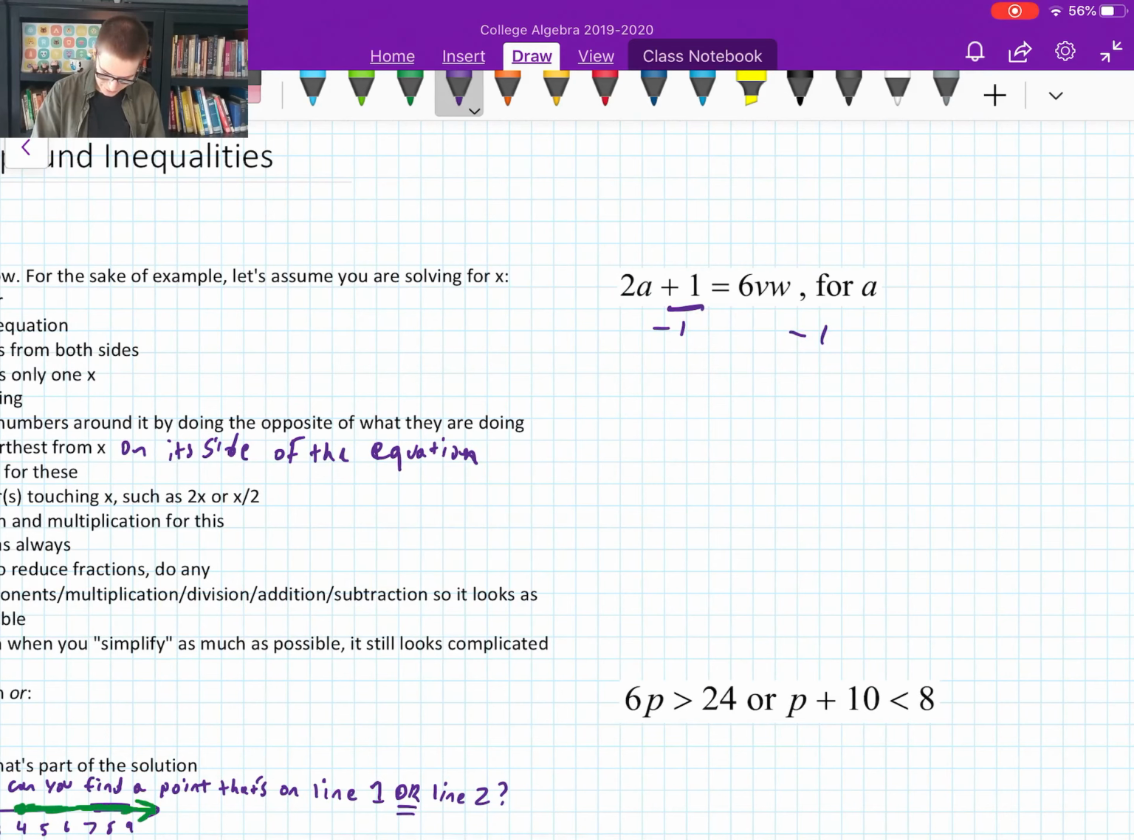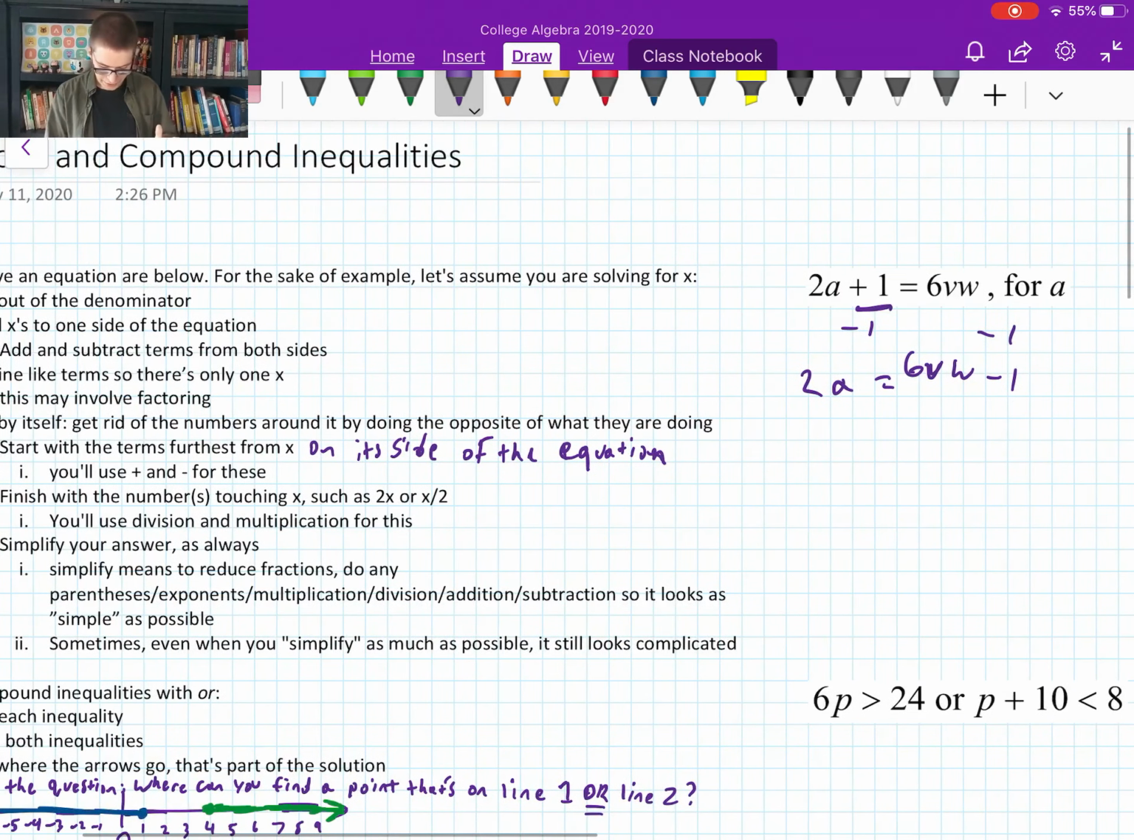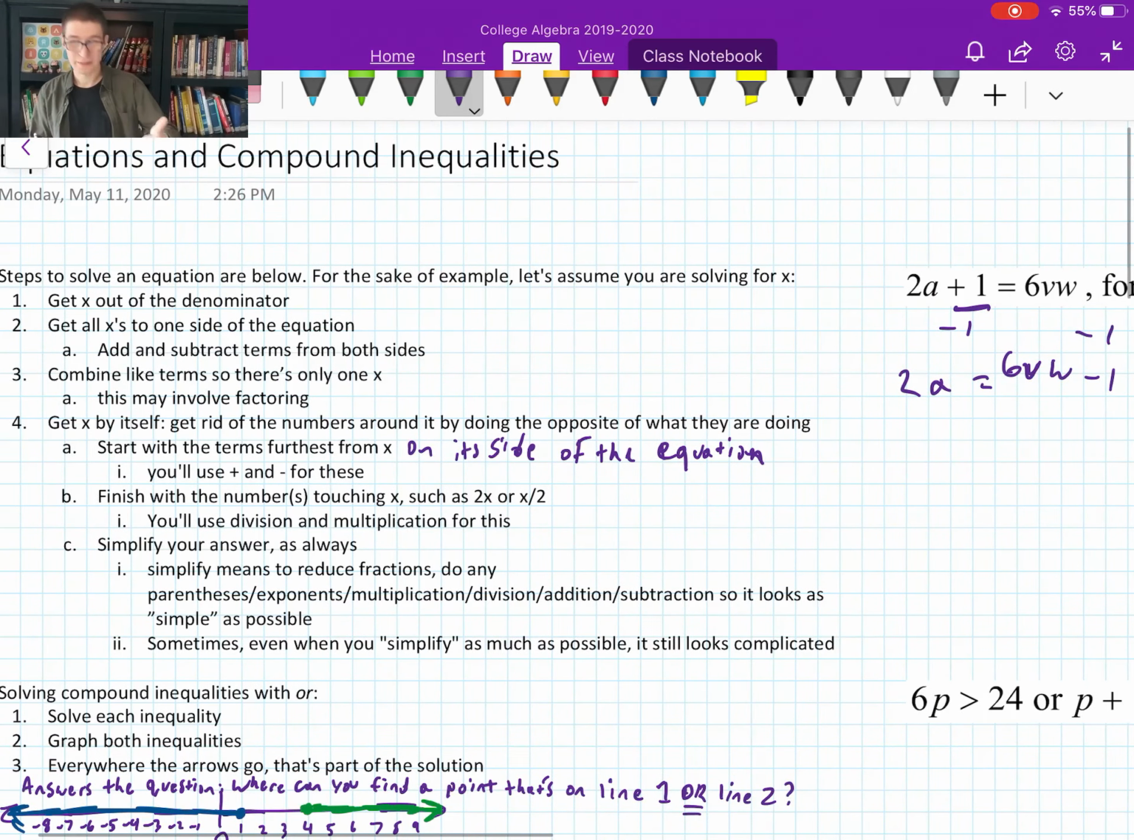So it gives us 2a equals, not AA, that'd be something else, 2a equals 6vw minus 1. Great. All right. That was the first step in number 4.